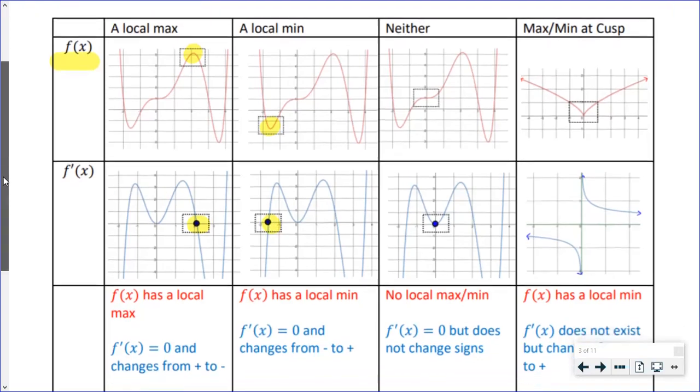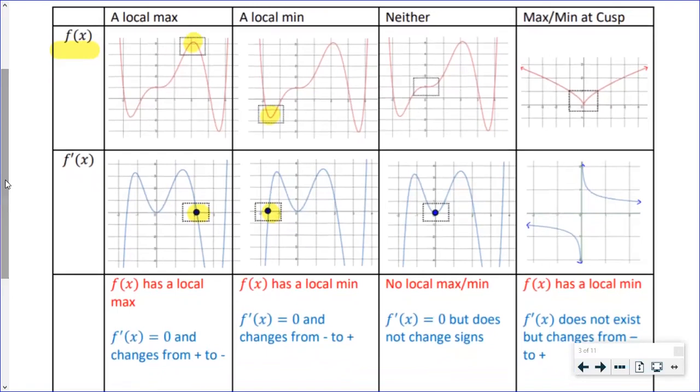And we know with a local max or local minimum, the derivative function is going to change because it's at the x-axis. It's going to change from being above the x-axis to below the x-axis, or below the x-axis to above the x-axis. That always happens when we have a local maximum point or a local minimum point.